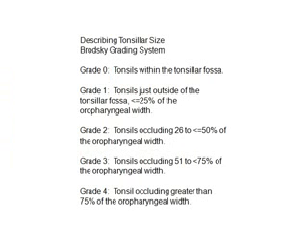We have what is called the Brodsky grading system to describe tonsillar size. Grade 0 is when it is within the tonsillar fossa. Grade 1 when it is just outside the tonsillar fossa, which is equal to or less than 25% of the oropharyngeal width. Grade 2 is when the tonsils occlude 26 to 50% of the oropharyngeal width. Grade 3 is between 51 to 75%, and grade 4 is when the tonsils occlude greater than 75% of the oropharyngeal width.